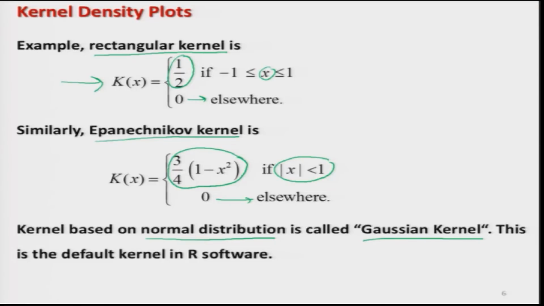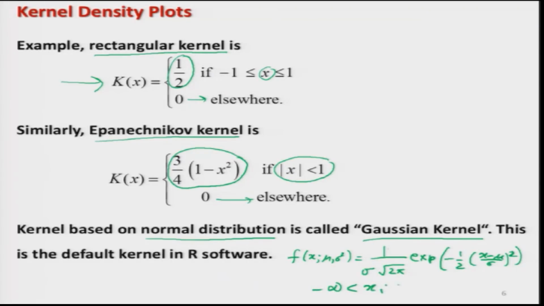Similarly, the Gaussian kernel is based on the normal distribution. We know that the probability density function of a normal distribution with parameters mu and sigma square is given by 1 upon sigma root 2 pi, exponential of minus 1 upon 2, (x minus mu) upon sigma, whole square, and here x lies between minus infinity and plus infinity. Right.